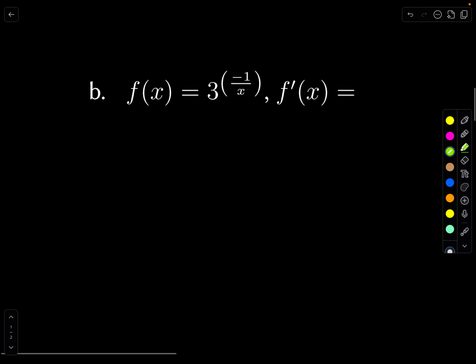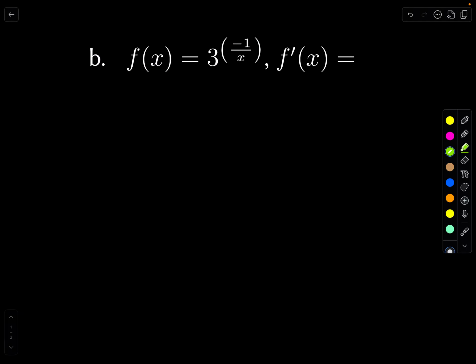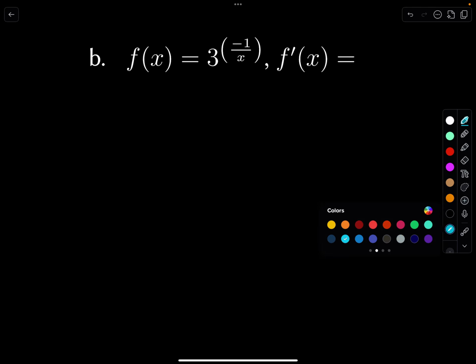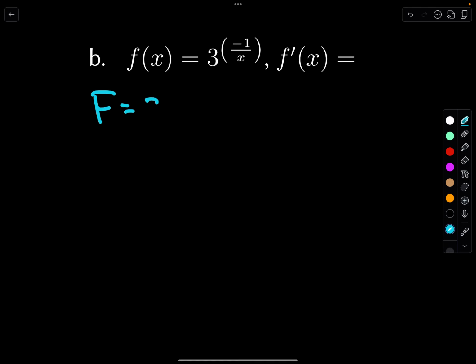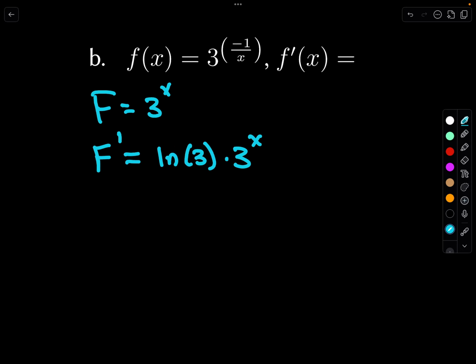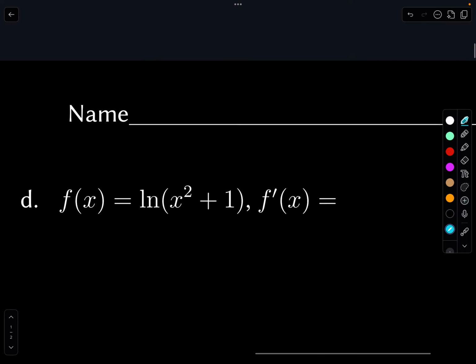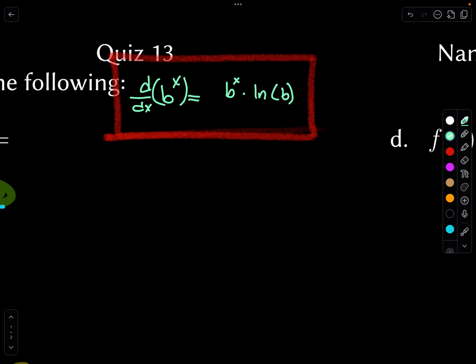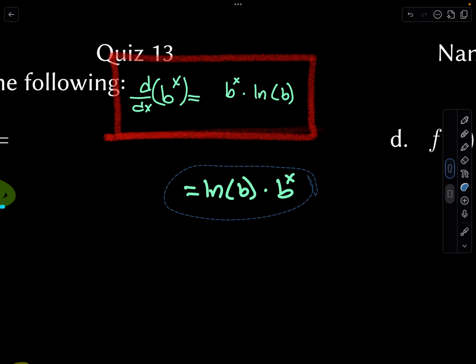Okay, let's go with this one next. So let's see, back to this business. Okay, so we have f is equal to 3 to the x, f prime. I'm going to put the natural log here because I like putting it out front better than where it is up here. It's the same as the natural log of b times b to the x. These are the same exact thing. You can write it either way.